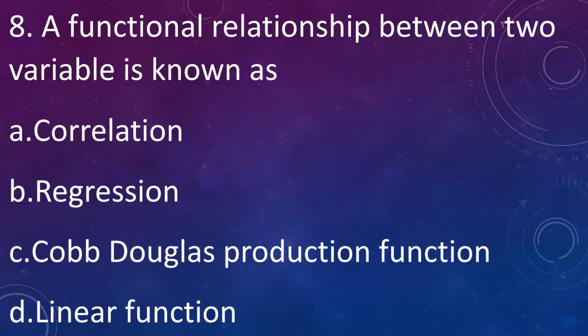And next question, functional relationship between two variables is known as A. Correlation, B. Regression, C. Cobb-Douglas production function, D. Linear function. Answer is regression. Regression is defined as functional relationship between two variables.